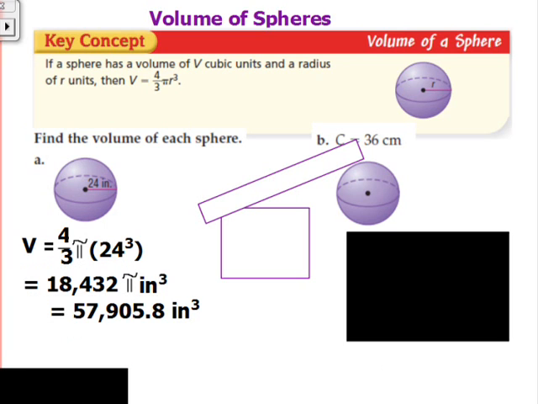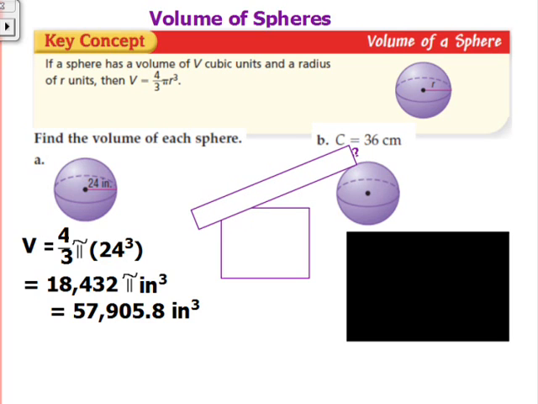And then 4/3 of that huge number is 18,432 pi. Okay. I like this second problem because they give us a sphere with a circumference of 36. How would we find the radius? Because we can't do part B without having the radius.